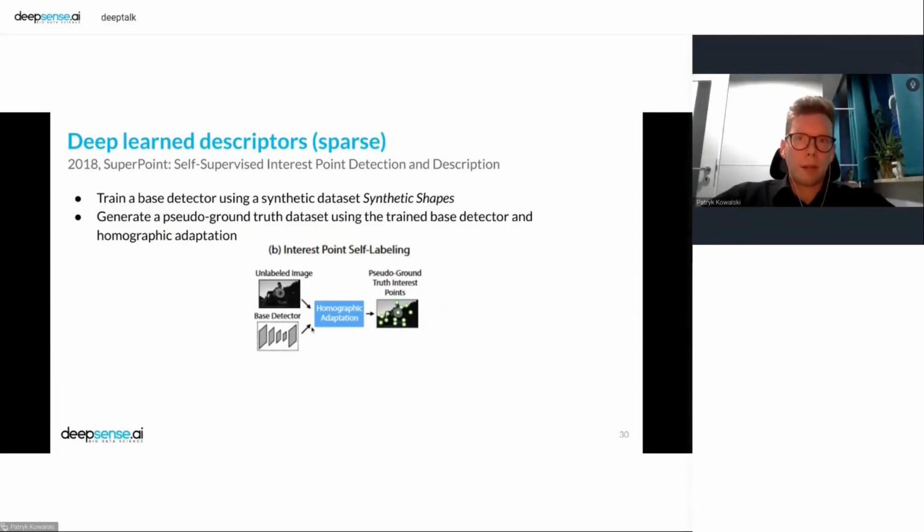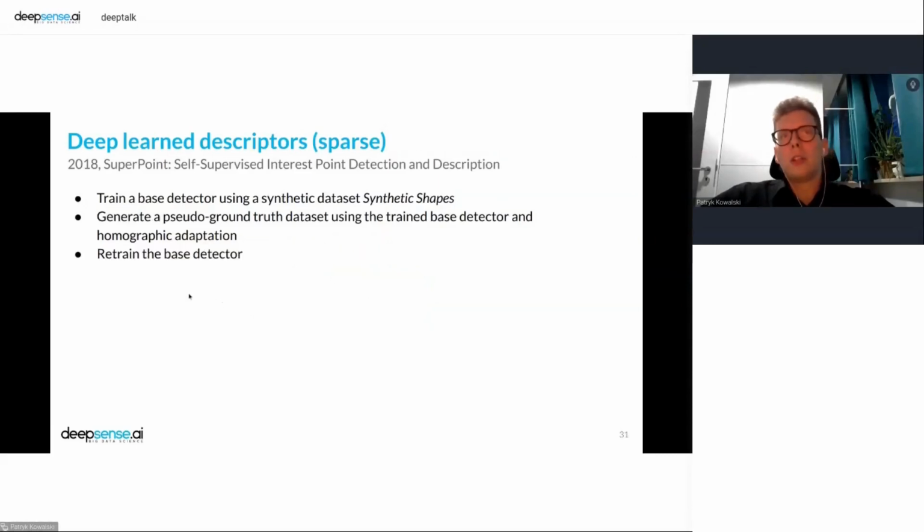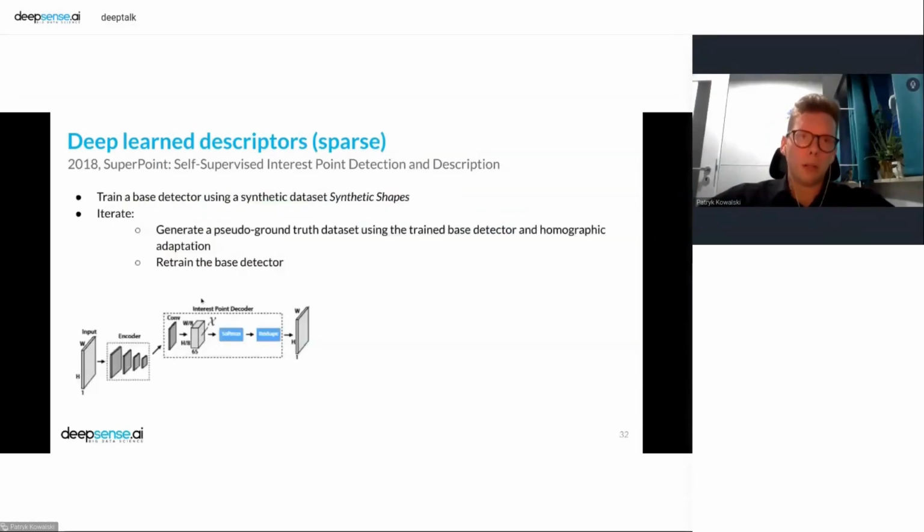So now we have a detector that is made better by training on real-world images, and we can actually retrain the base detector on the pseudo-ground truth set that we've achieved by finding the key points on the real-world images. We can iterate this process. We can do this a couple of times to get an even better detector. That's the architecture of the detector they used.